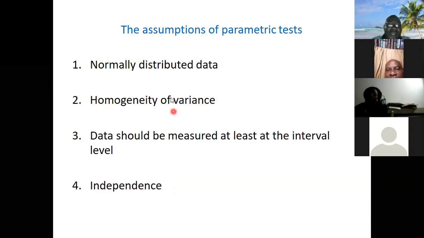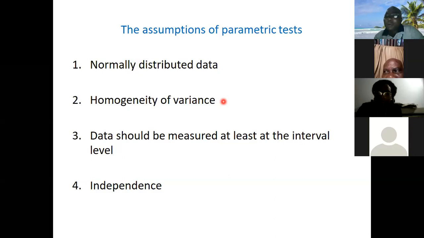Normally distributed data, yes. Then homogeneity of variance. That is what it means: the groups you are testing, even though you are testing whether the means are the same or not, their variance should not be different. It should be the same, or at least not significantly different. The variability within each group should be the same, because if not, it will affect the reading.